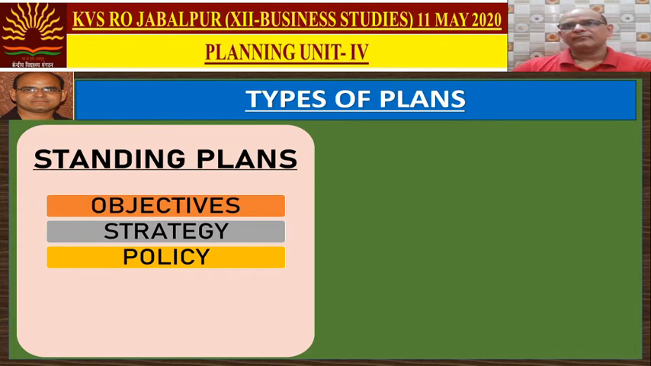For example, there may be a sales policy. I can write on my counter that 100% cash sales only. Someone comes and says, sir, I will make the payment later, can I have credit purchases in your firm? I will say no, it is not our policy to sell things on credit. We have a policy of 100% cash sales only. So policies are the general guidelines, general statements which help in decision making in a particular situation.